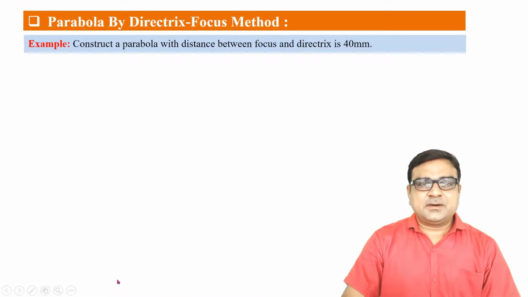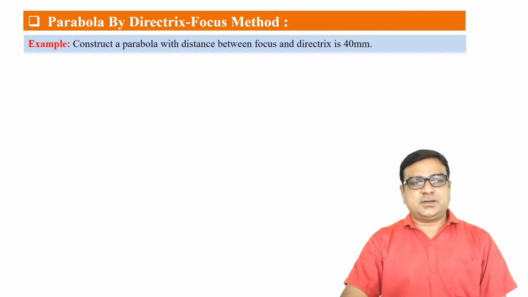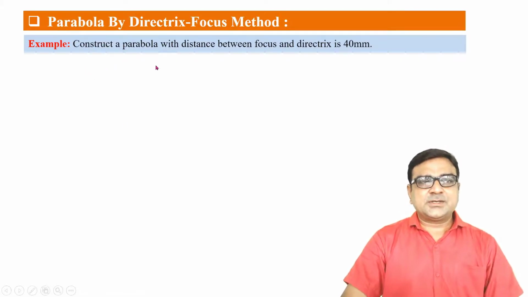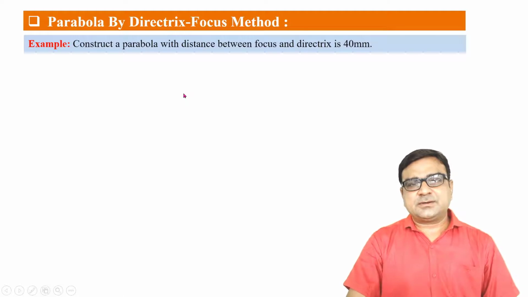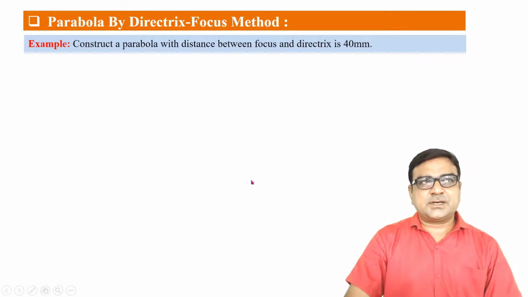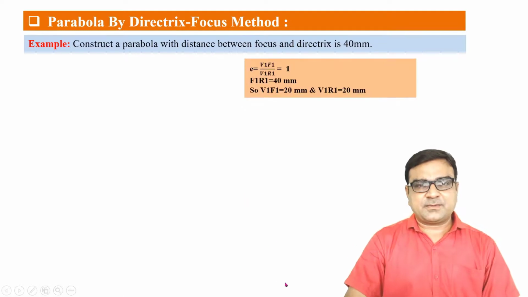Now the same method for the parabola, but in this method the eccentricity will be 1 because it is a parabola. Construct a parabola with the distance between focus and directrix 40 mm. So here the ratio is 1, and the distance from focus to directrix is 40 mm. So V, the vertex, is the midpoint of directrix and focus. So VF and V1 are 20 mm.